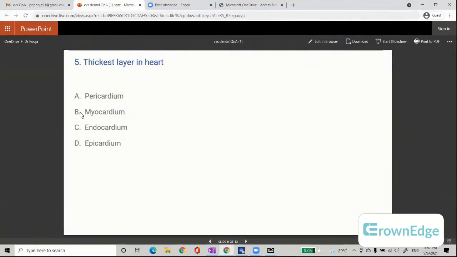So the answer of question number 5 is myocardium, option B, right? Pericardium is the outermost part, myocardium is the middle one, endocardium the inner one, and the visceral pericardium is also known as epicardium. So the answer to this question is option B. Yes, Himani, you're correct. Akhil, Aisha, now you understood? I hope you understood this part. Okay, let's move on to the next.